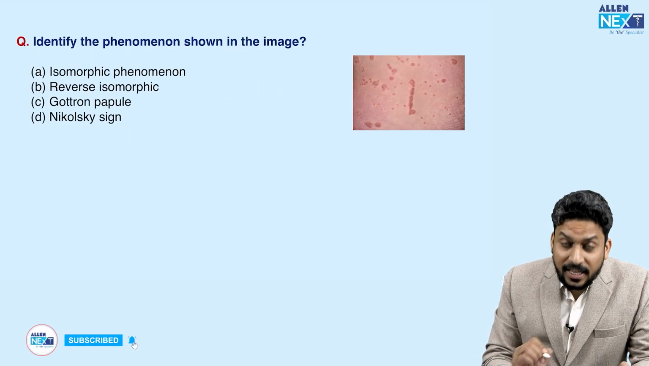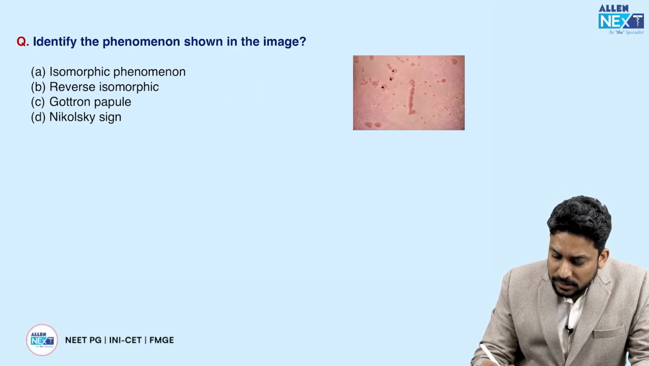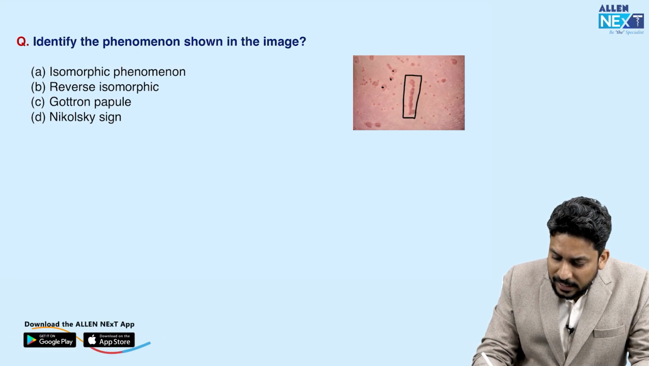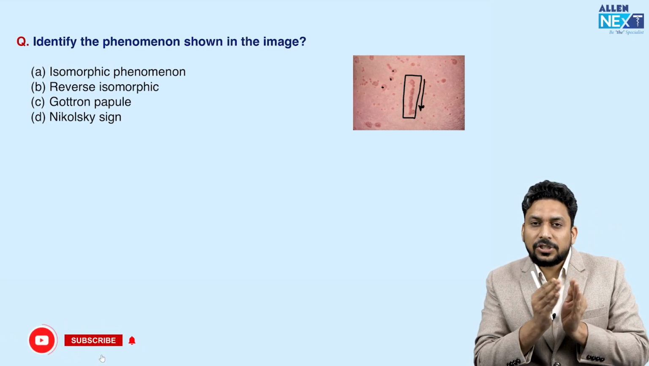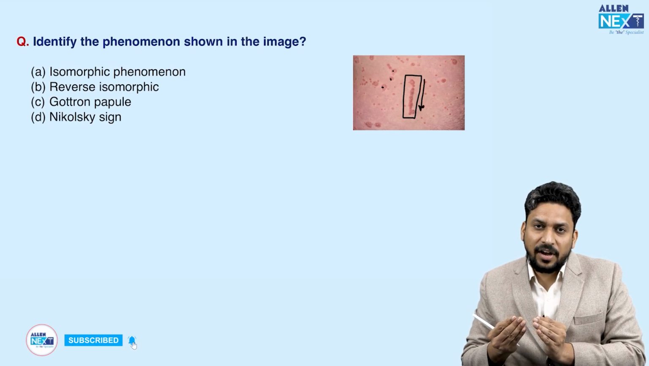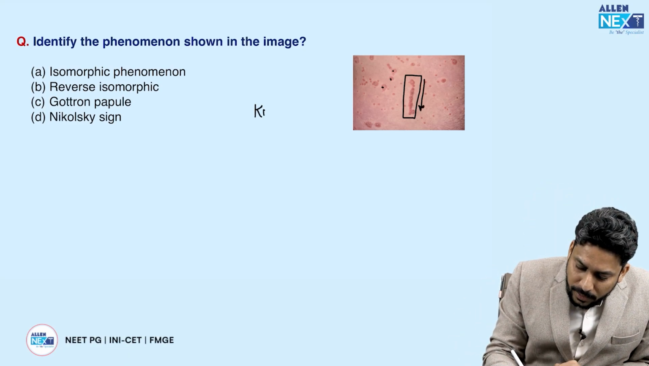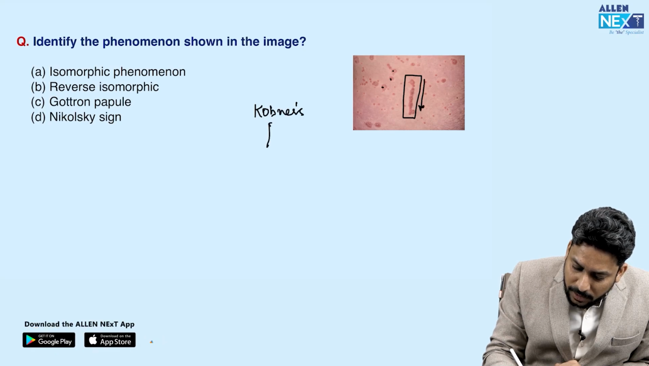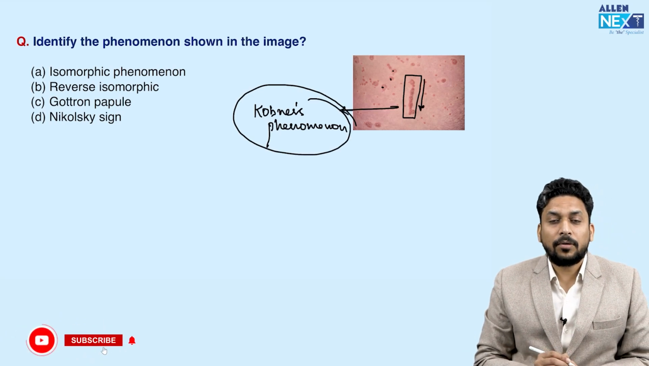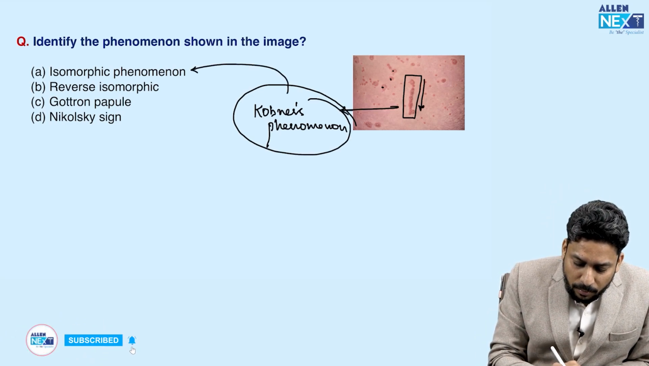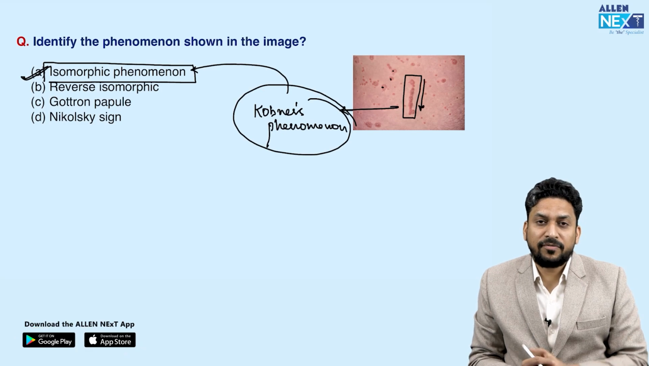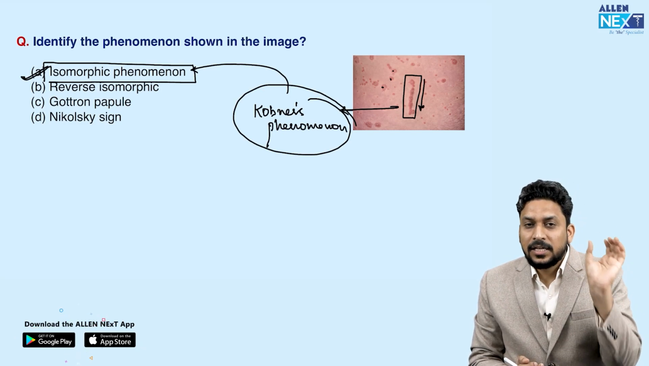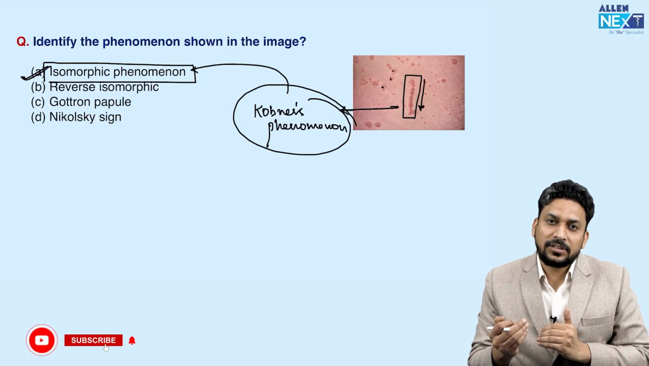Identify the phenomenon shown in the image. What you can see in the image is that there are multiple lesions, but a few lesions are present in a linear fashion. Whenever the patient scratches or there is trauma, multiple lesions start developing along the line of trauma in a linear fashion. This is known as Koebner's phenomenon, also known as the isomorphic phenomenon. Iso means similar, morphic means morphology. So similar morphological lesions start developing along the line of trauma.